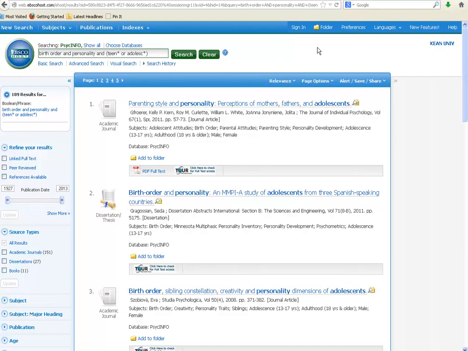Now the databases are retrieving 189 articles, and we now have lots of opportunities to find articles that are relevant for our research topic. Remember, these strategies will work in other non-EBSCO databases too. Be sure to give them a try. If you ever need assistance with your searching, please ask a librarian for help.